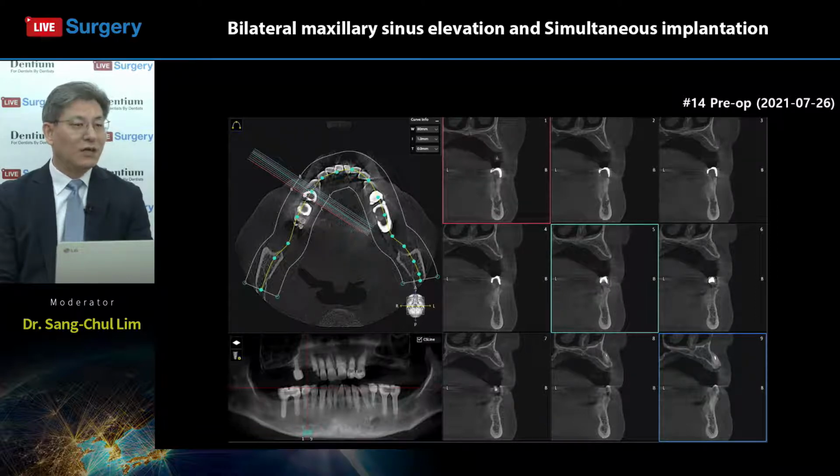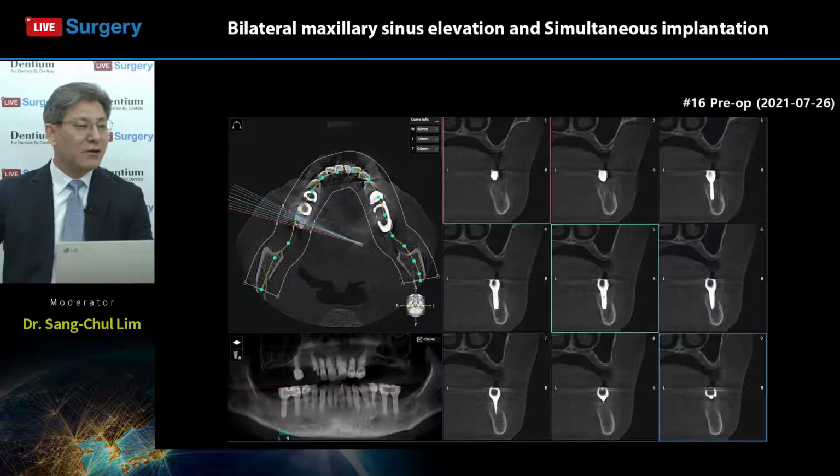About the 14 area, the CT view, as you can see, looks like a very narrow ridge. Residual ridge, as you can see. So the number 14 area needs some more bone grafting. But today, Dr. Chung is showing us minimally invasive surgery: a minimum size of implant fixture installation, with simple bone grafting or not.